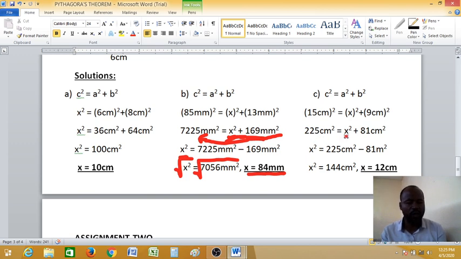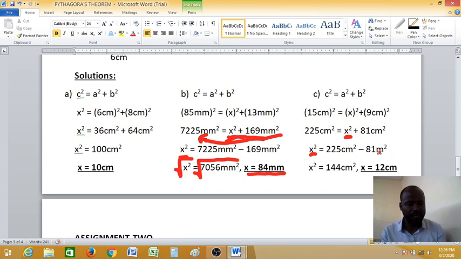That means we collect like terms. So leave x squared as it is, and take this 81 square centimeter to this side. The sign here is plus, so this plus sign will be changed into minus. So we'll have 225 square centimeter minus 81 square centimeter.